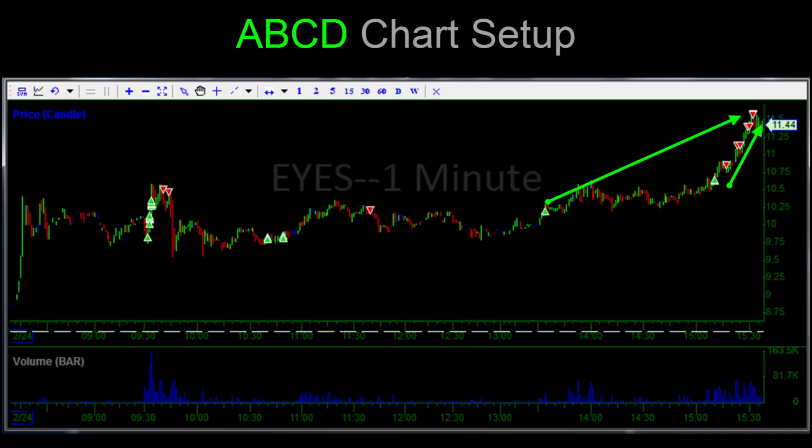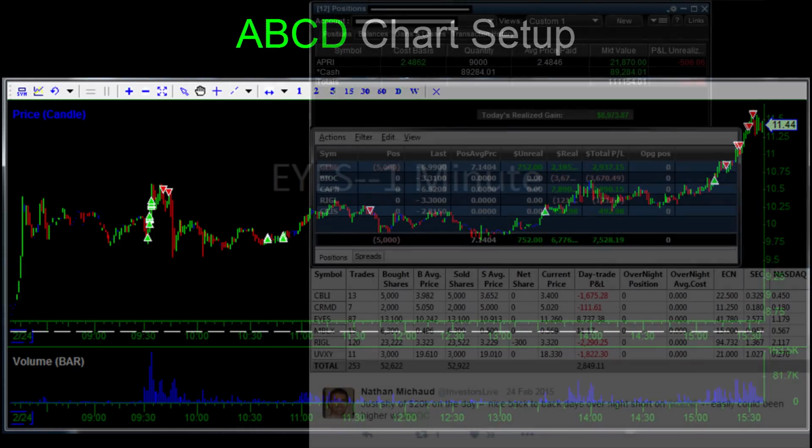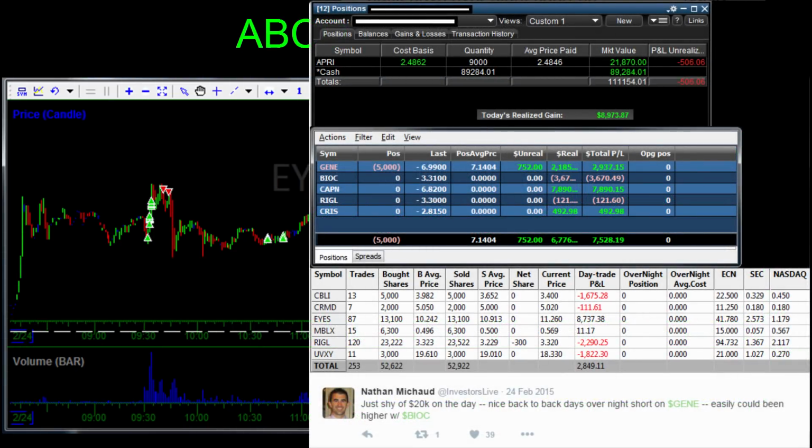However, the main trade where most of the money was made was this one where we got quite a nice move to the upside. Again, a real nice payout on the risk at hand. And here's another $20,000 day where on this particular ticker, EYES, Nate netted around $8,700. Pretty impressive for a day's work.